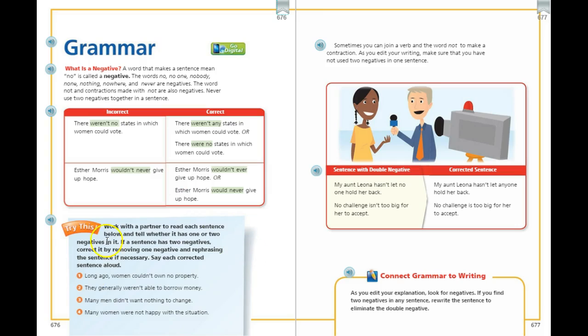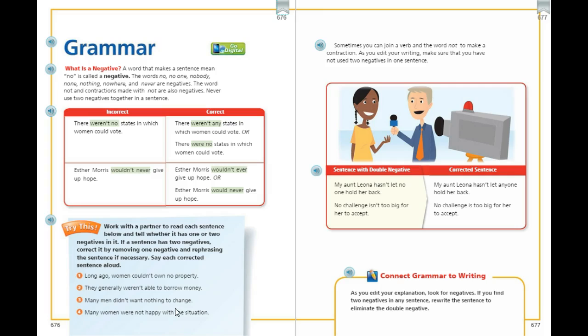I would like you to do the Try This box. You are going to read each sentence and tell whether it has one or two negatives. If it has two negatives, you need to remove one of the negatives and rephrase it so that it sounds right and makes sense. You're going to pause the video and work on these four sentences with your learning adult and come back when you're done.